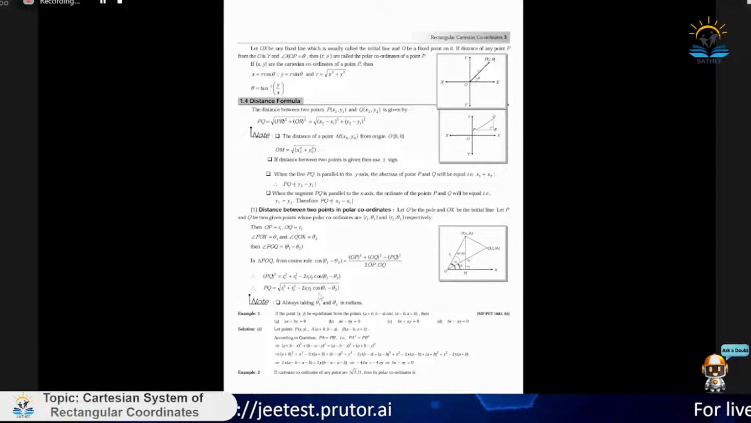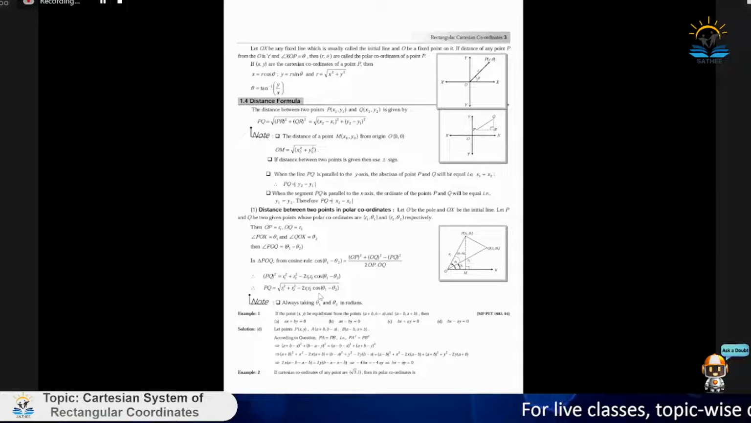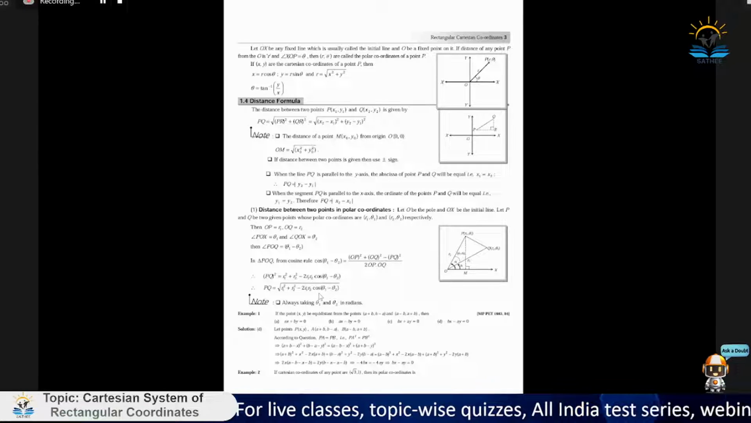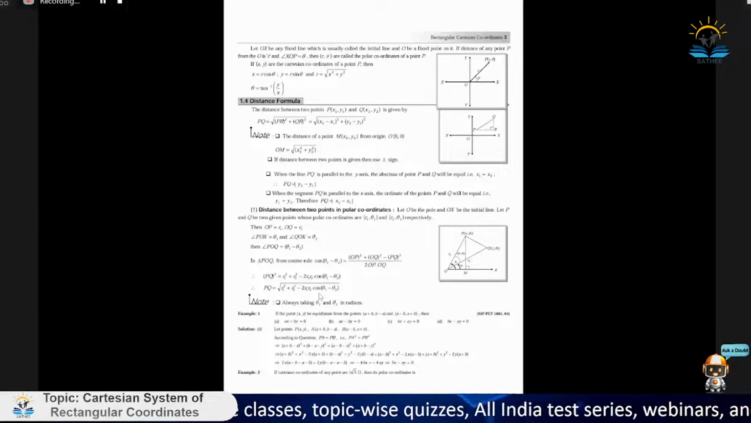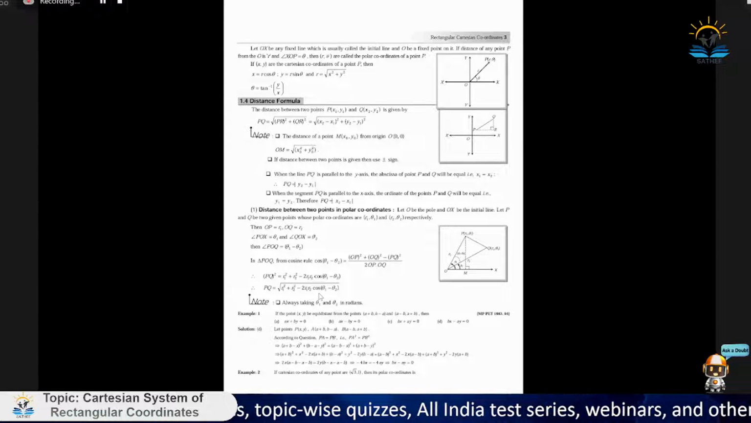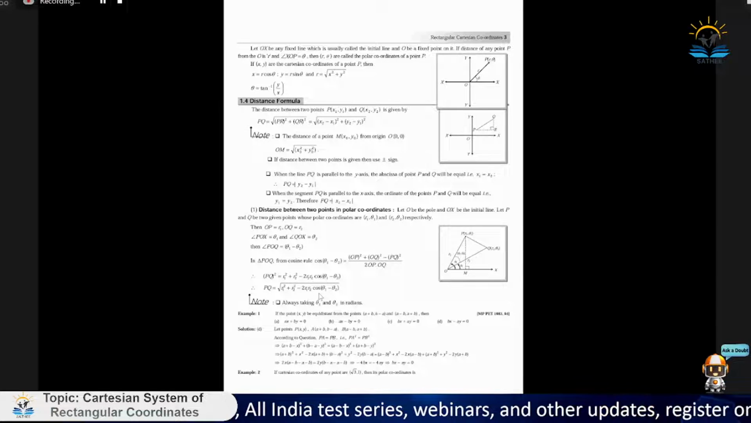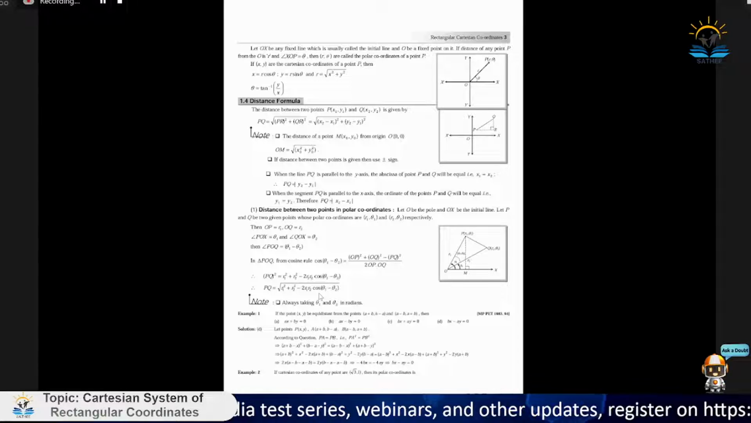If you want to convert polar coordinates to Cartesian coordinates, you can use these formulas. r cos theta is the x value and r sin theta is the y value, as you can see from the diagram itself. The r value is the square root of x square plus y square, since r square cos square theta plus r square sin square theta gives r square. And the angle theta is tan inverse of y by x.